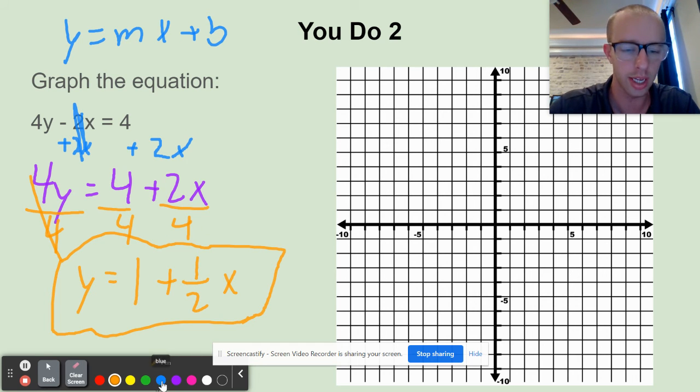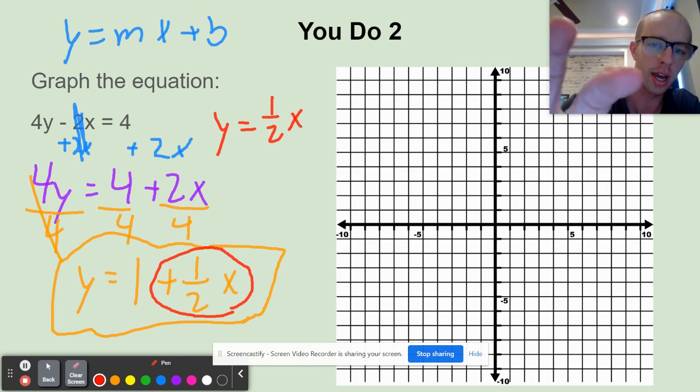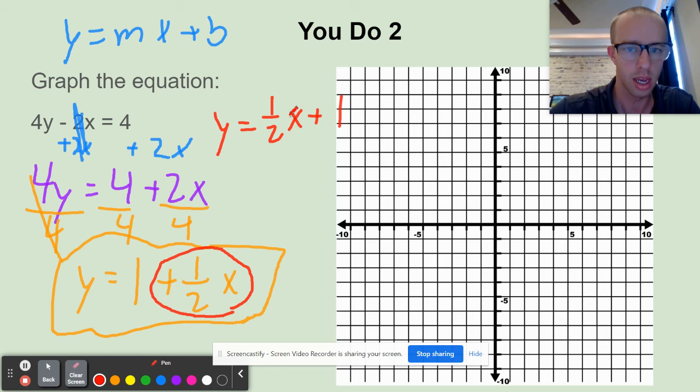I could rewrite this. I could switch the terms, right? I could switch the order of this and the positive 1. So I could rewrite this as y equals positive 1/2 x plus 1. I still have a positive 1 and a positive 1/2 x. Just rearrange the order. Doesn't matter with addition. So now this looks exactly like my equation here, y equals mx plus b.